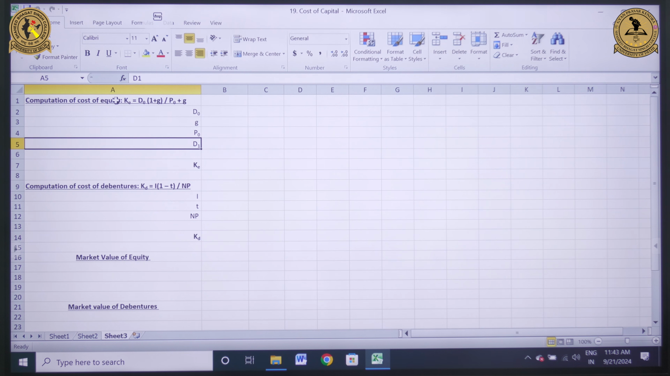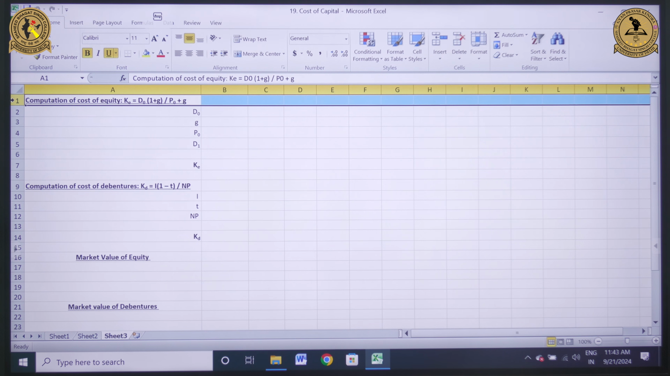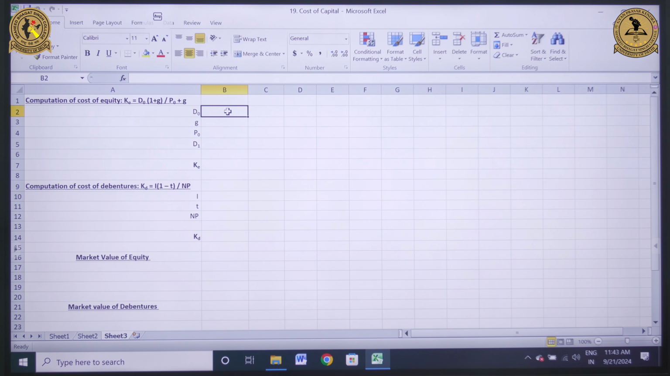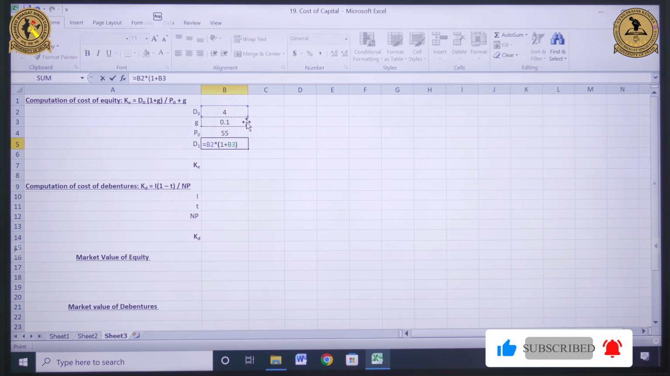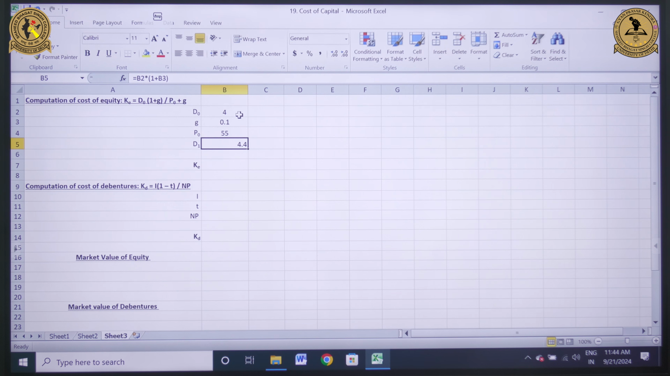So first and foremost, I will be focusing upon the computation of cost of equity, whose formula is D0 multiplied by 1 plus g divided by P0, plus g. Now in this numerical, D0 is 4 rupees, growth rate is 10%, P0 is rupees 55. So first, I will calculate my D1, which is equal to D0 multiplied by 1 plus g, that is my growth rate, bracket close. It comes out to be 4.4.